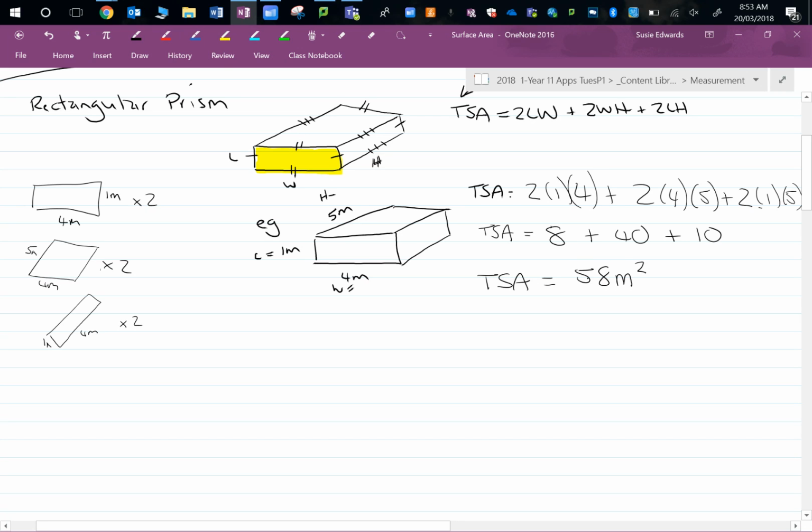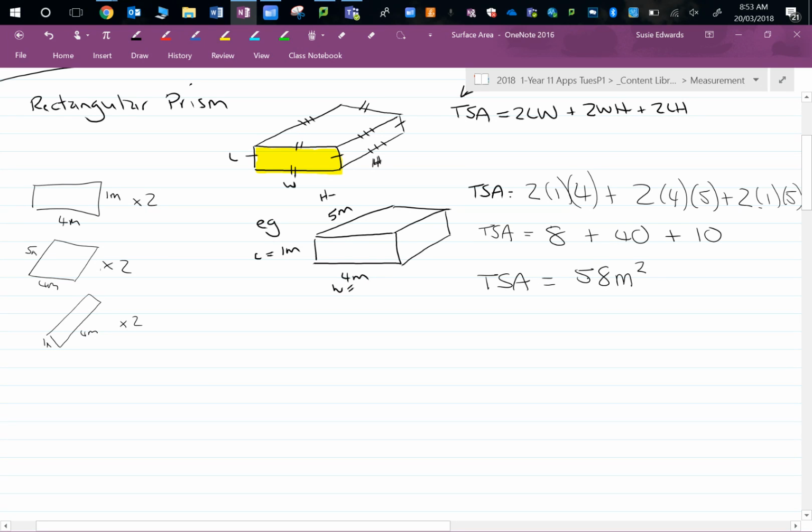So anytime you get any sort of surface area, if you get stuck and don't know this sort of formula, just break it down into the shapes. You will get marks for each shape you get correct. So if you get stuck, break it down, get parts of it, even if you can't get the whole thing. Make sure at the end you write TSA equals and add them all together, because that's going to get you a mark, because at least you know that you need to add them all together. Any questions on rectangular prisms?